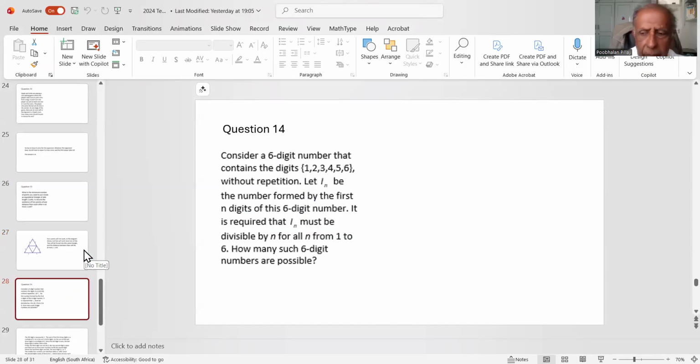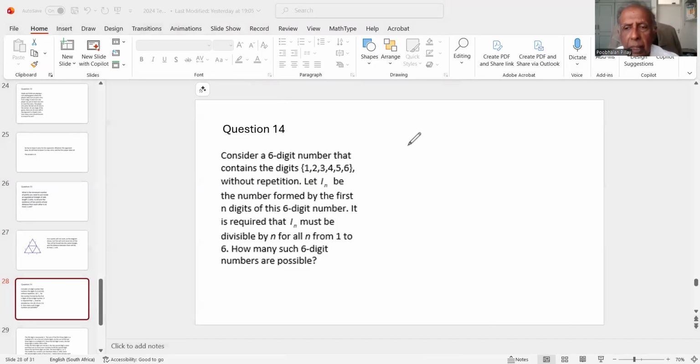Okay, we go to question 14. Question 14 says the following. Consider a 6-digit number containing the digits 1, 2, 3, 4, 5, 6. So you got a 6-digit number using those numbers, like 6, 1, 2, 3, 4, 5, right? Without repetition. So we're not allowed to put 2 3s or whatever. All of them must be different.